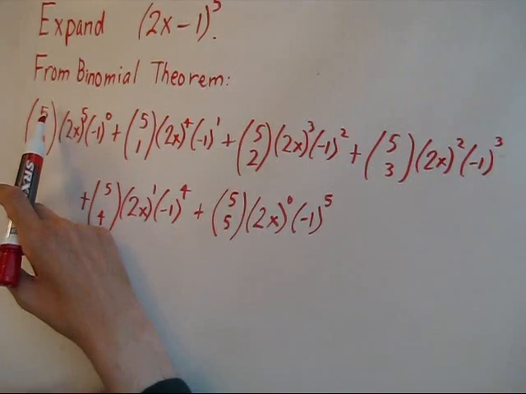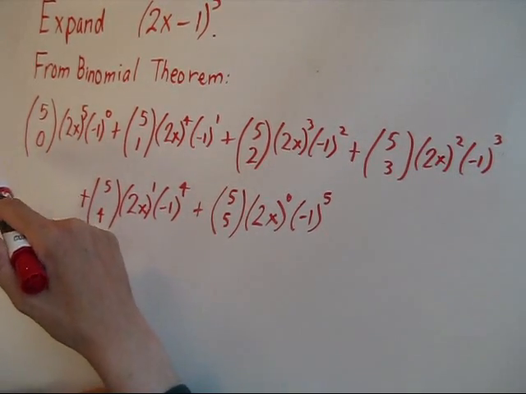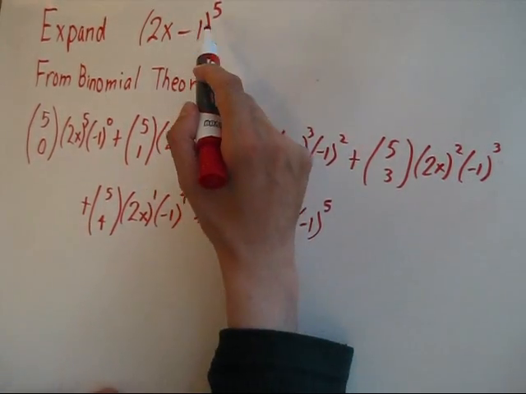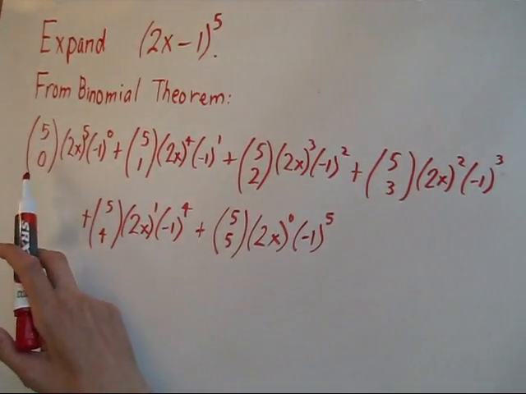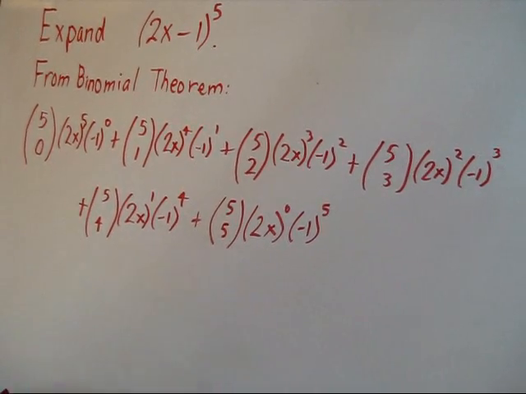Notice on our n choose r, or n choose j, whatever notation it is, we have 5 on the top all the way through. That 5 came from the power. Now in our bottom number we have a 0, 1, 2, 3, 4, and up to 5.